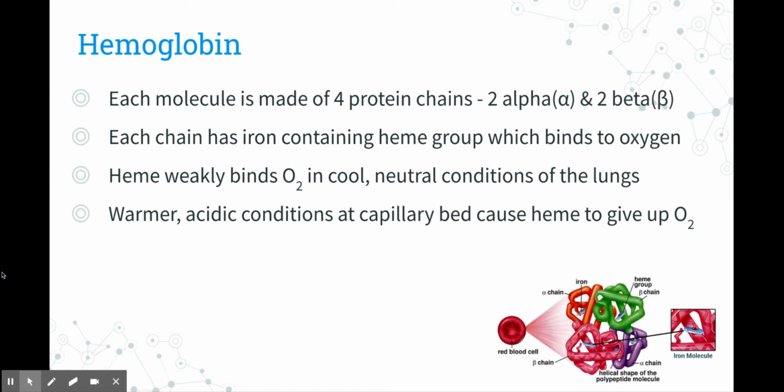In cool, neutral conditions, such as those we find in the lungs, the heme group binds weakly to oxygen. In warmer acidic conditions, like in the tissues at the capillary bed, the heme group lets go of that oxygen quite easily. And so the conditions of our lungs and our tissues help to support this transportation of oxygen, picking up oxygen in the lungs where the air is cooler and releasing it in the tissues where the blood is warmer.